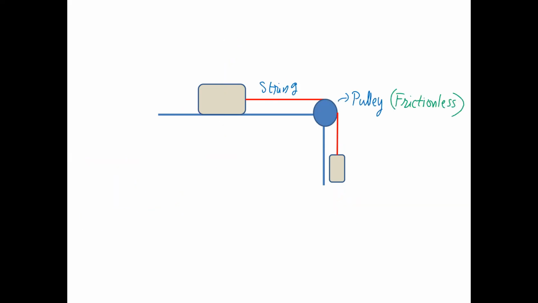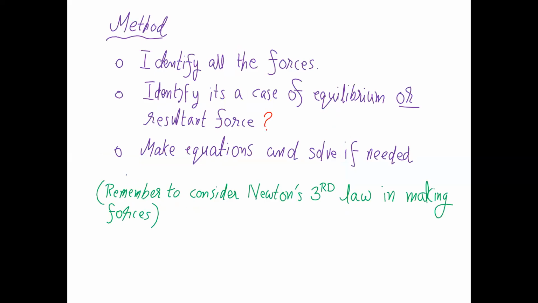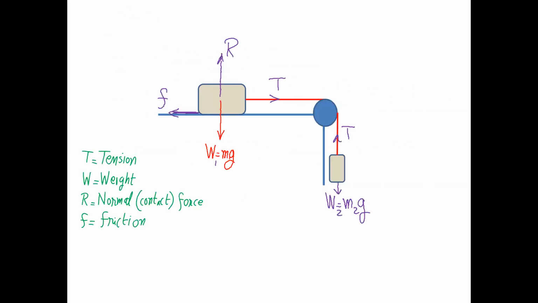Now, again, see the steps. Identify the forces. The forces are identified. Now, the examiner will tell you in the exam that this is a case of equilibrium or resultant by giving you some hints. Remember, when a system is in equilibrium, it is either at rest or moving with constant velocity.